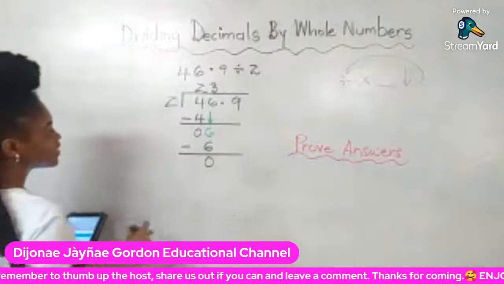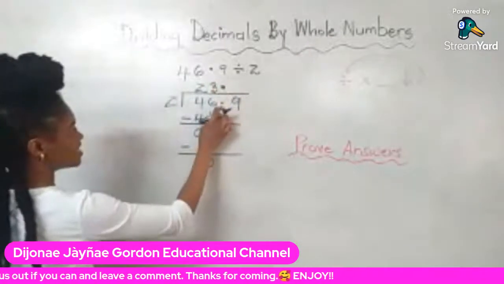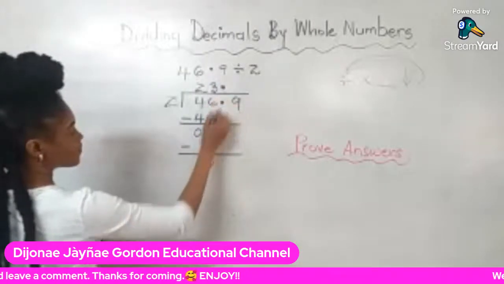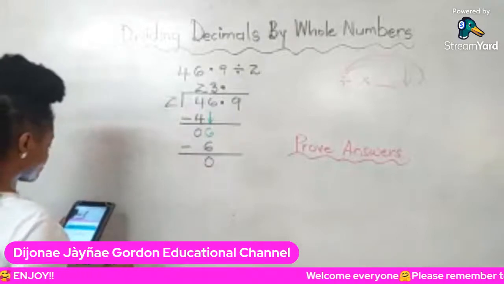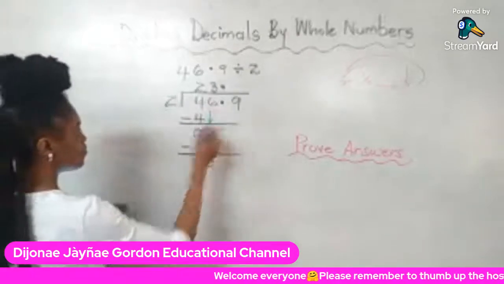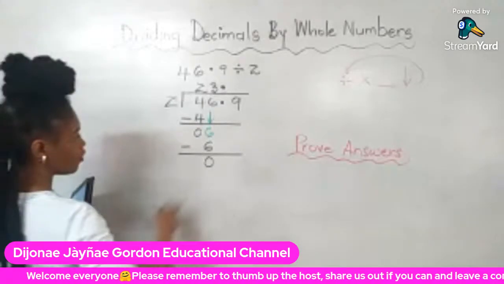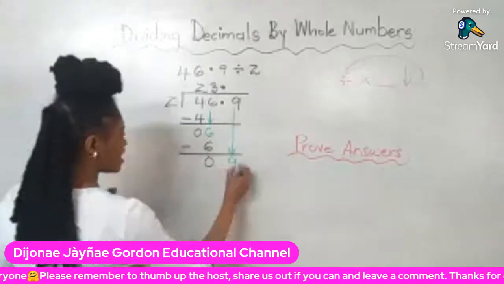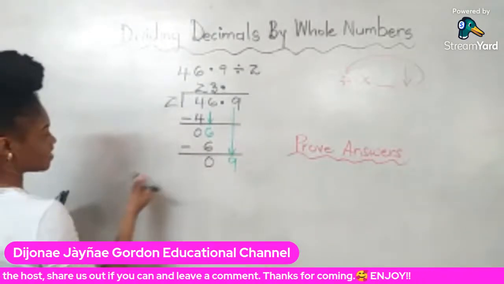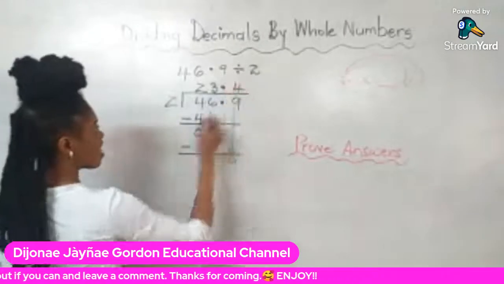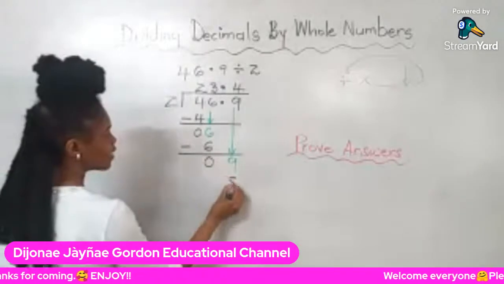All right. So the next thing we're going to do is to put our decimal right here above the decimal that is in our dividend, and then we are going to bring the 9 down. All right. Then we are going to say how many groups of 2s can we get from 9? Of course, that is 4. And 4 multiplied by 2, we're going to get 8.